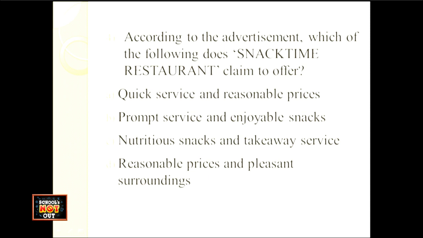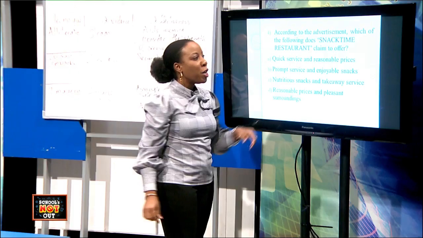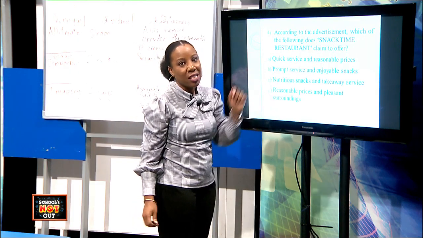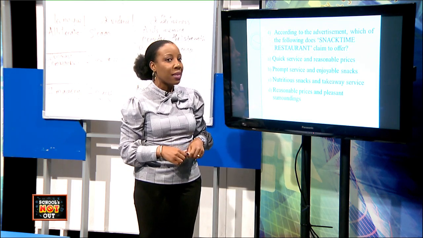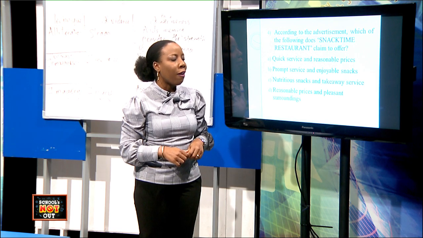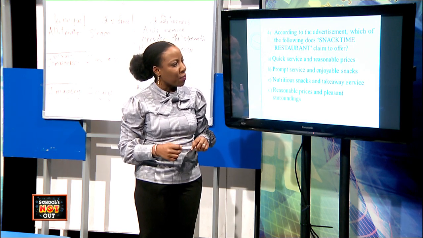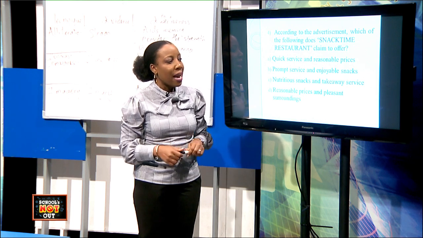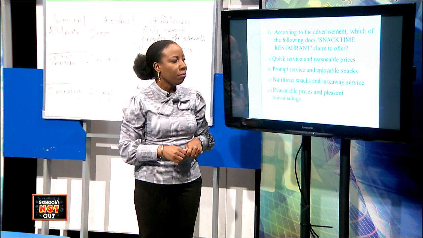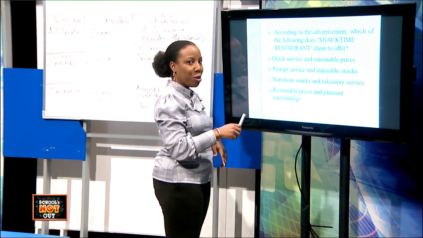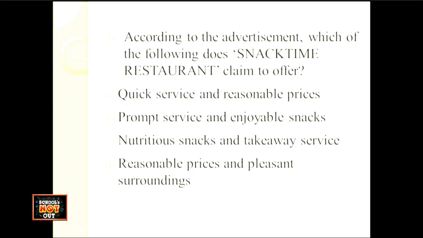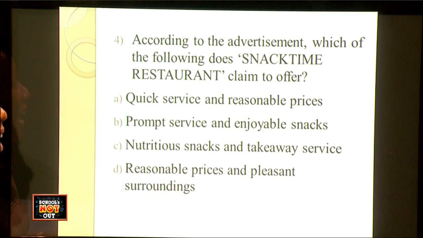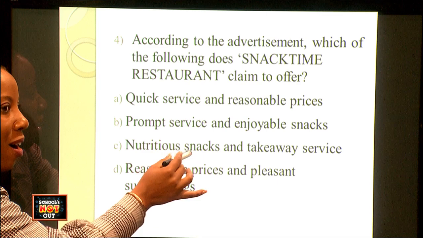That one would be out, right? Because we do not get any information in the advertisement about the cost of food. So this second reason is the distractor and causes A to be incorrect. B, prompt service and enjoyable snacks. Feeling warm on that one? All right, let's bear it in mind as we look at the others. C, nutritious snacks and takeaway service. What is the distractor in C? Do you see it? Is it nutritious snacks or takeaway service? Nutritious snacks, right? Because they serve hot dogs and other junk food. So those would not be considered nutritious.